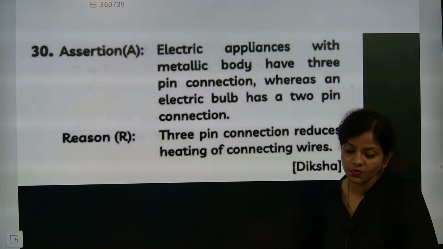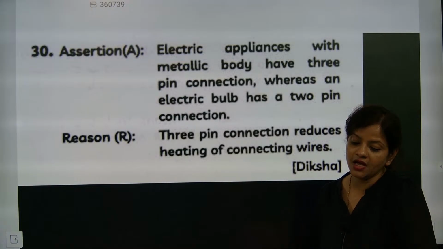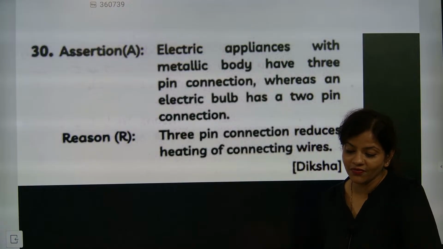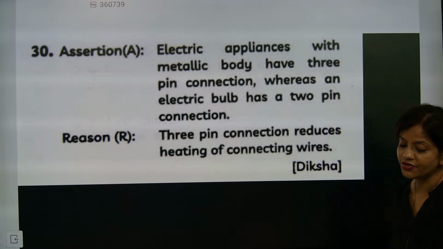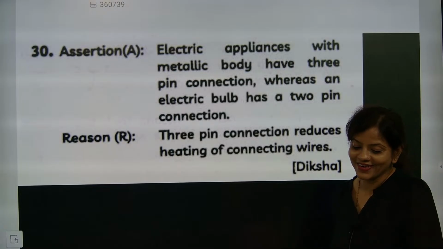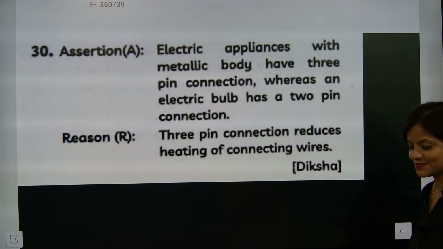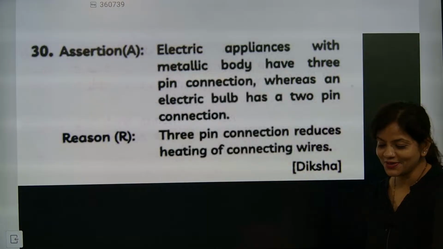Electric appliances with metallic body have three-pin connection, whereas an electric bulb has two-pin connection. Three-pin connection reduces heating of connecting wire.